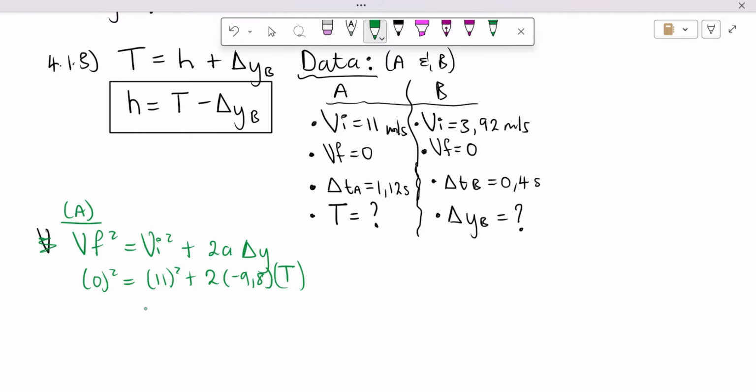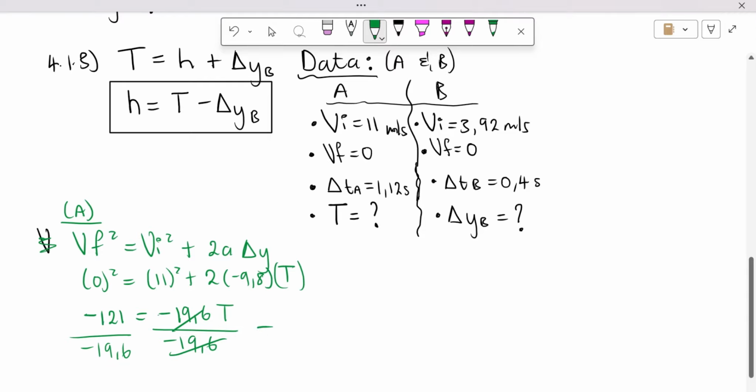11 squared is 121, so if I transpose it, I get negative 121 equal to negative 19.6 times T. If I divide both sides by negative 19.6, I get my value of T as exactly 121 divided by 19.6, which gives me 6.17 meters. That's the height of the point T.